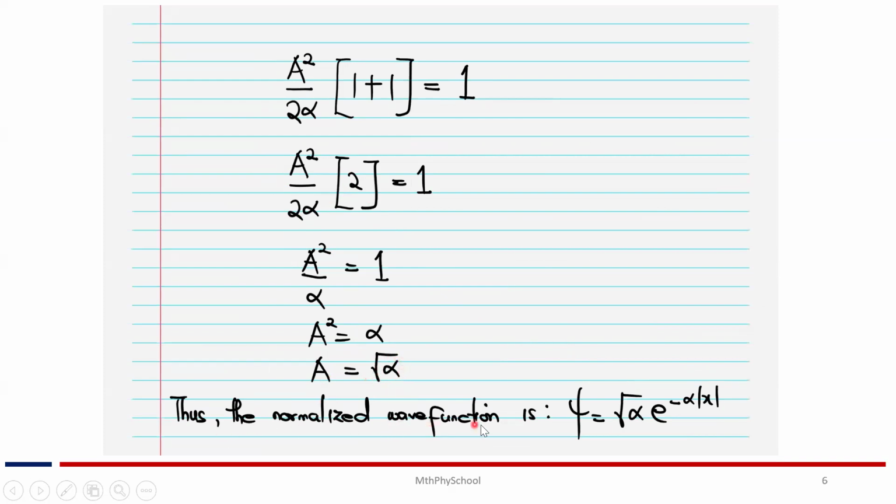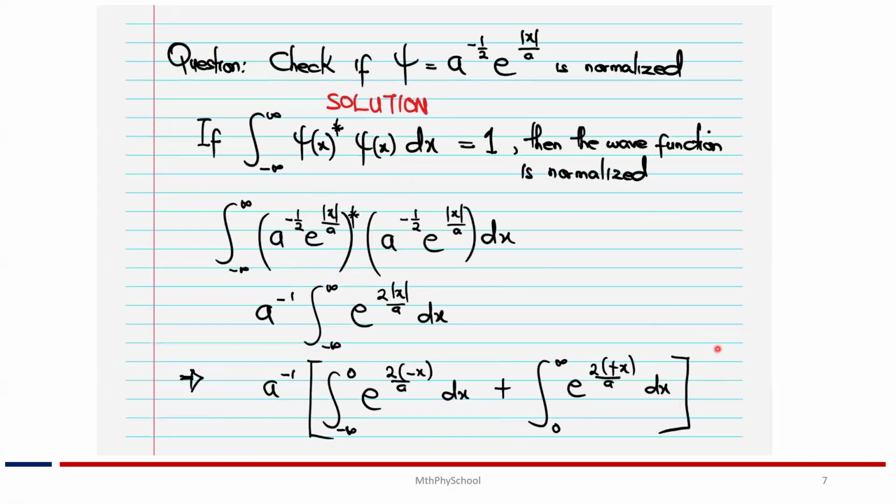So the normalized wave function is psi equal to the square root of alpha times e to the power of minus alpha |x|. We have another wave function here, and we also consider the normalization condition. In this wave function, we don't have a complex number, so psi star is the same thing as psi, and then we put this into the normalization condition to check if this integration will give us 1.